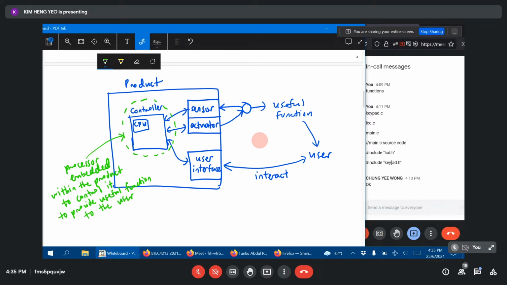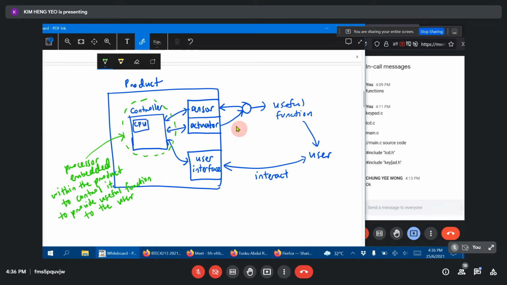So this is what an embedded system is. An embedded system is any processor that you embed, you place inside a product to control the product to provide some useful function. You see, as a user, when you use the product, you are not using the processor. When you use the electric hot plate, you are using its function to heat up food. You don't use the processor inside.